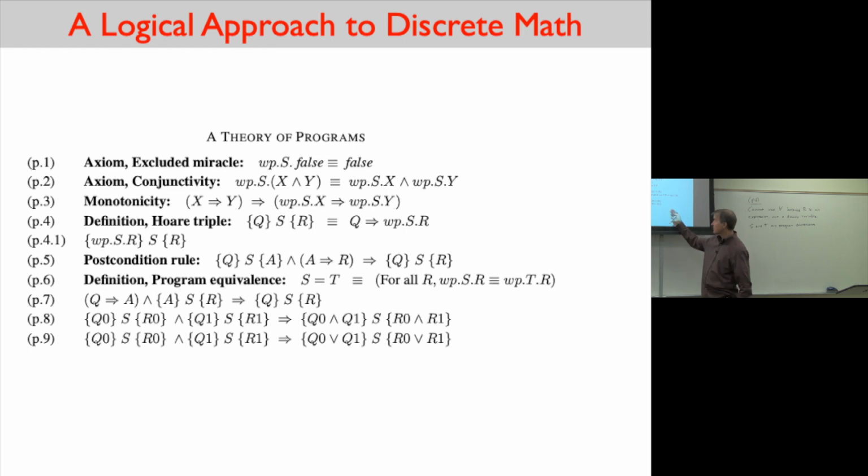P.8 is a homework assignment. Ooh, this is kind of complicated. Look at it: precondition Q0, statement S, postcondition R0, and precondition Q1, same statement S, postcondition R1, but different preconditions and different postconditions. That implies the conjunction of their preconditions and the conjunction of their postconditions. It's similar to P.2, the postcondition part of it. Or maybe not. Anyway, we'll find out because that's a homework problem.